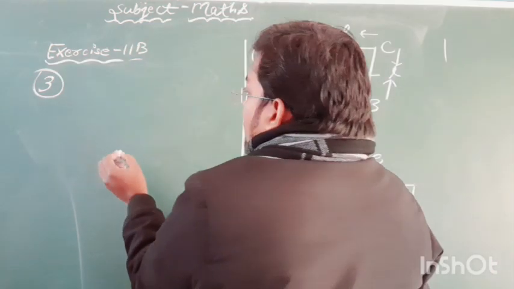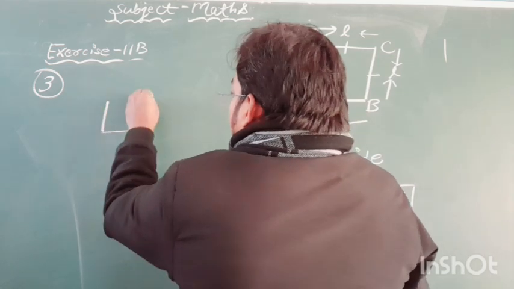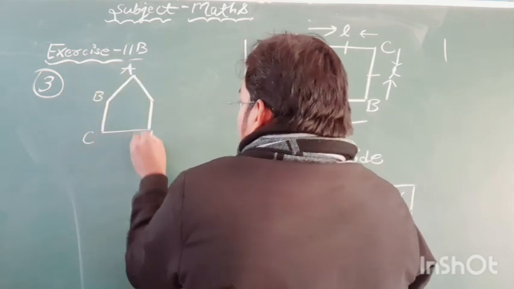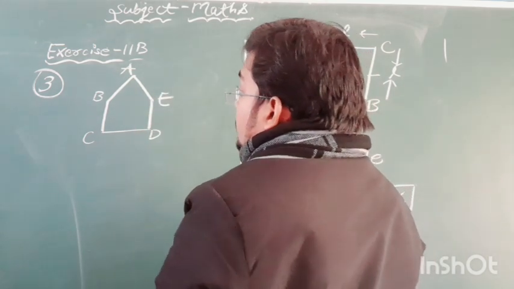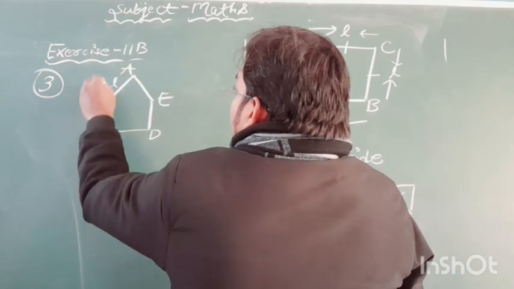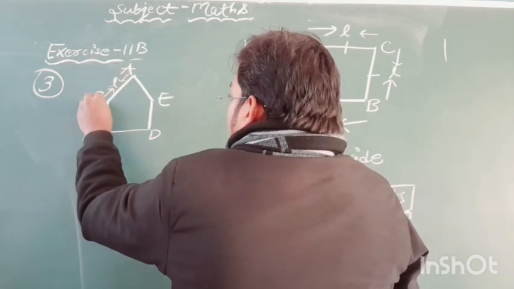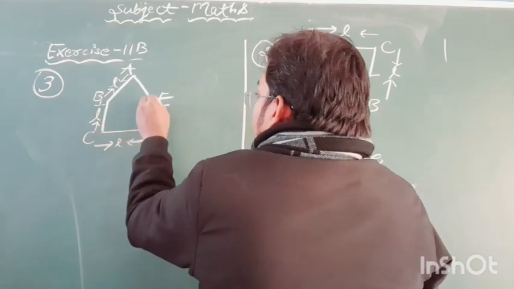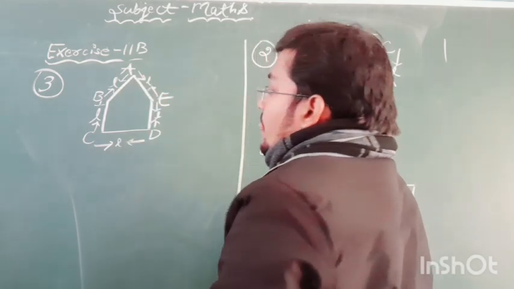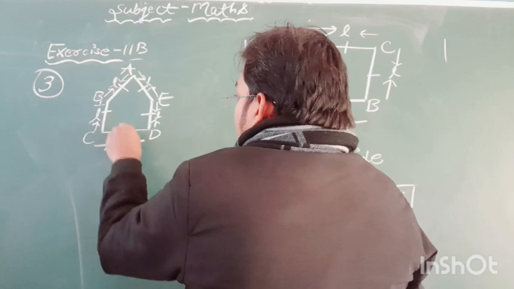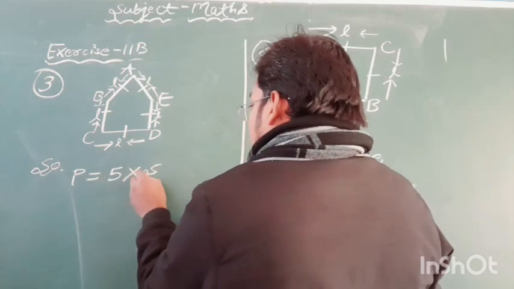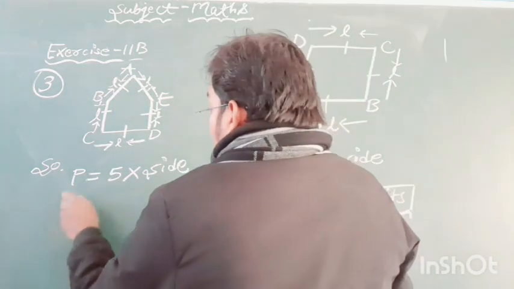So first we draw the figure of a regular pentagon, which is like this, and its vertices are suppose A, B, C, D and E, and the measure of each side is L. So the measure of AB is L, the measure of BC is L, the measure of CD is L, the measure of DE is L, the measure of AE is also L, because the pentagon is regular.